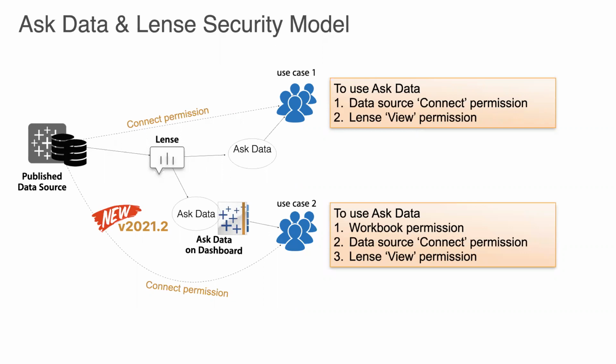For users to use Ask Data embedded into the dashboard, of course, they have to have workbook permissions. Otherwise, they cannot see the workbook, right? That's number 1. I mean, that's a given. Number 2, they have to have a data source connect permission. Again, to use Ask Data, even in the past, they have to have data source connect permission. But as an extra third step, remember you have to give Lens view permission. Similar to use case number 1, you just add 1 extra step.